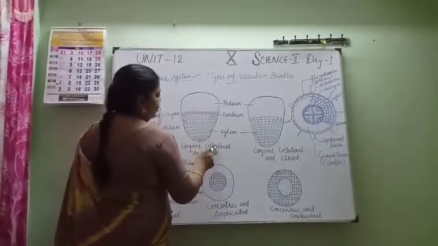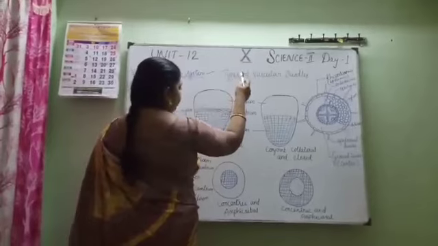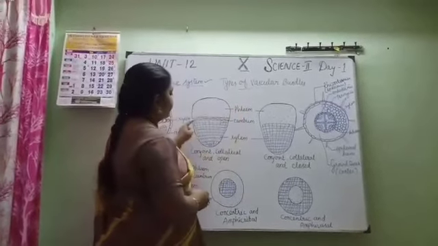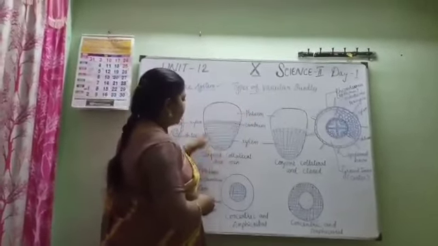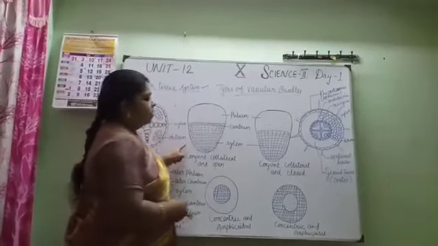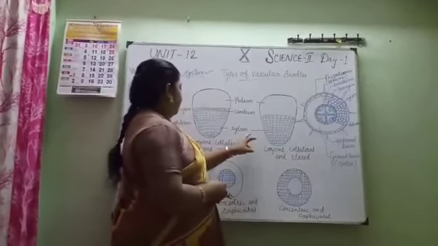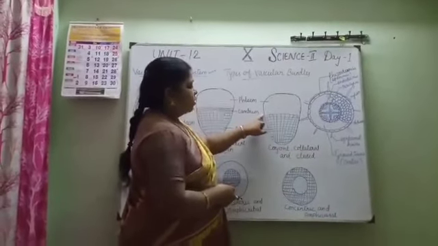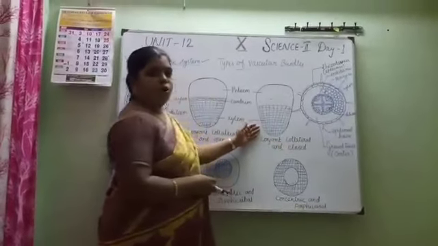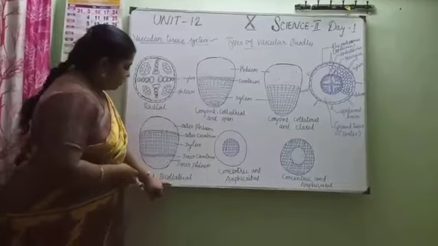Collateral vascular bundle: xylem lies towards the center, phloem lies towards the periphery. When cambium is present in the collateral vascular bundle, it is called open vascular bundle. Example, dicot stem. Here, conjoined collateral and closed vascular bundle. Absence of cambium tissue is called closed vascular bundle. Example, monocot stem.